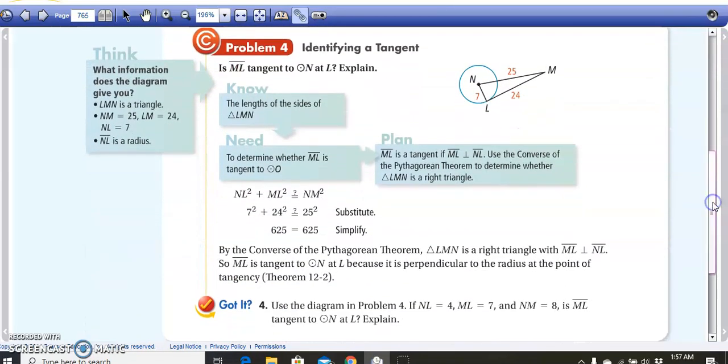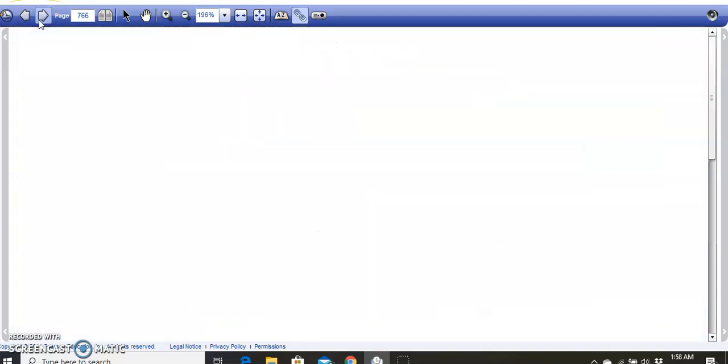Now, there is an example here that says identify a tangent using the inverse of the Pythagorean theorem. That means if we make a substitution, 7 to the second power plus 24 to the second power has to be equal to 25 to the second power. If that is correct, that means this is a 90-degree angle here, and that means that the line LM is a tangent. That is the way you may solve those exercises, proving that it is 90 degrees or not, only by applying the inverse of the Pythagorean theorem.